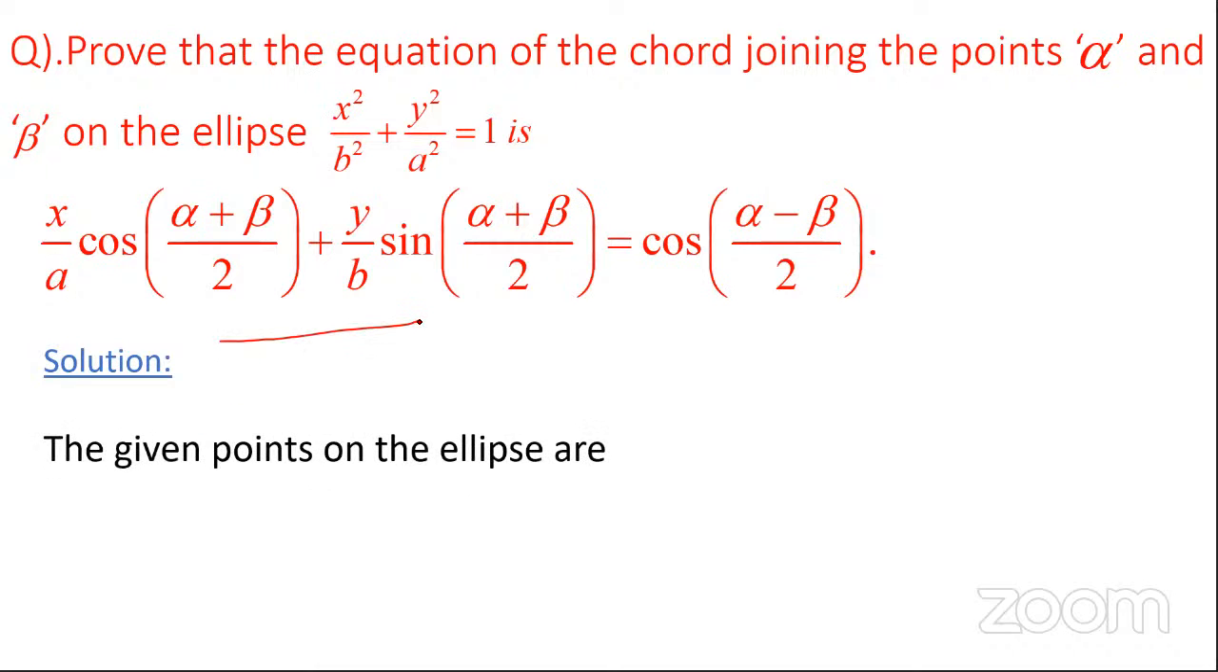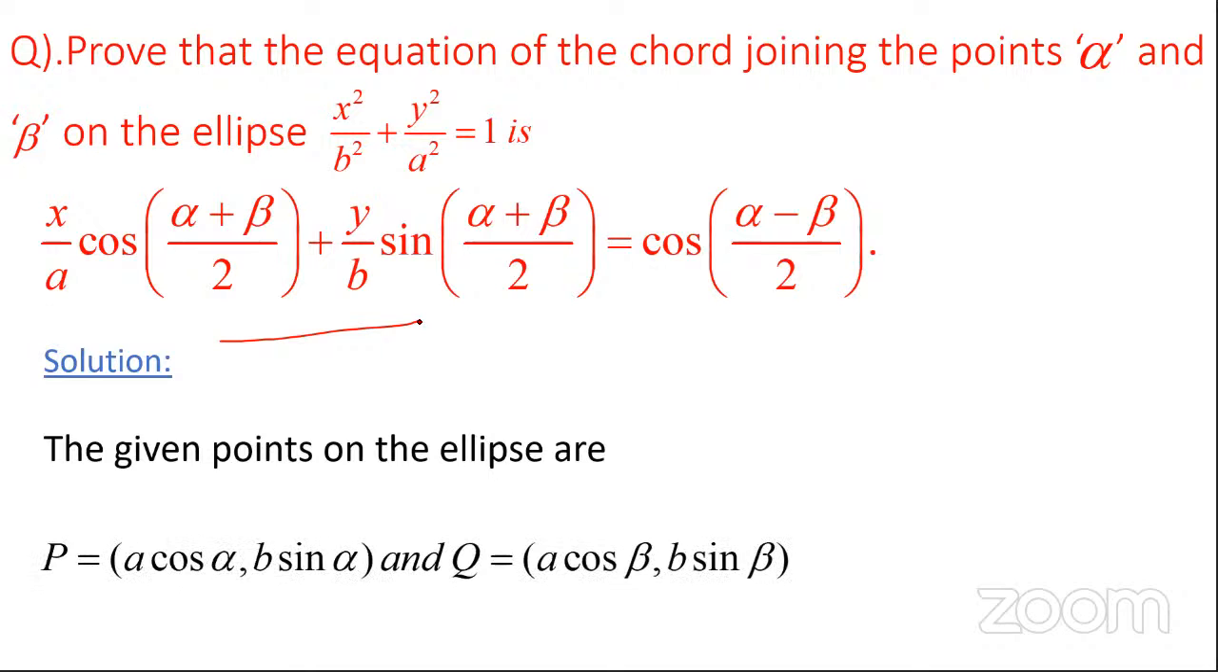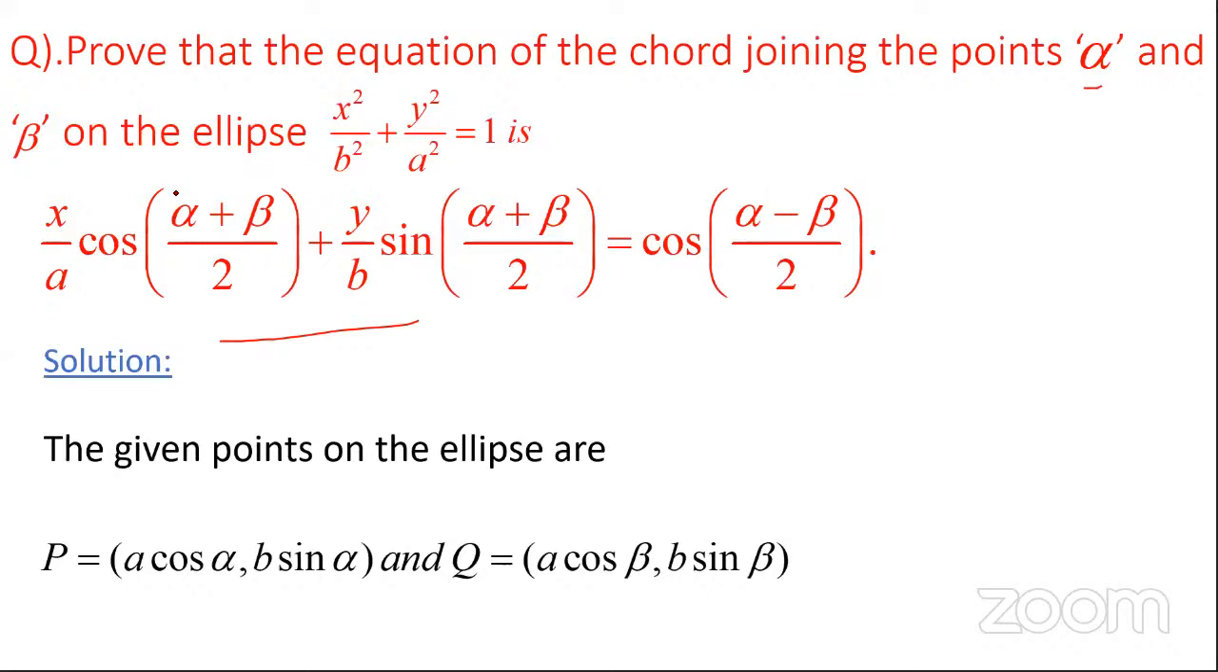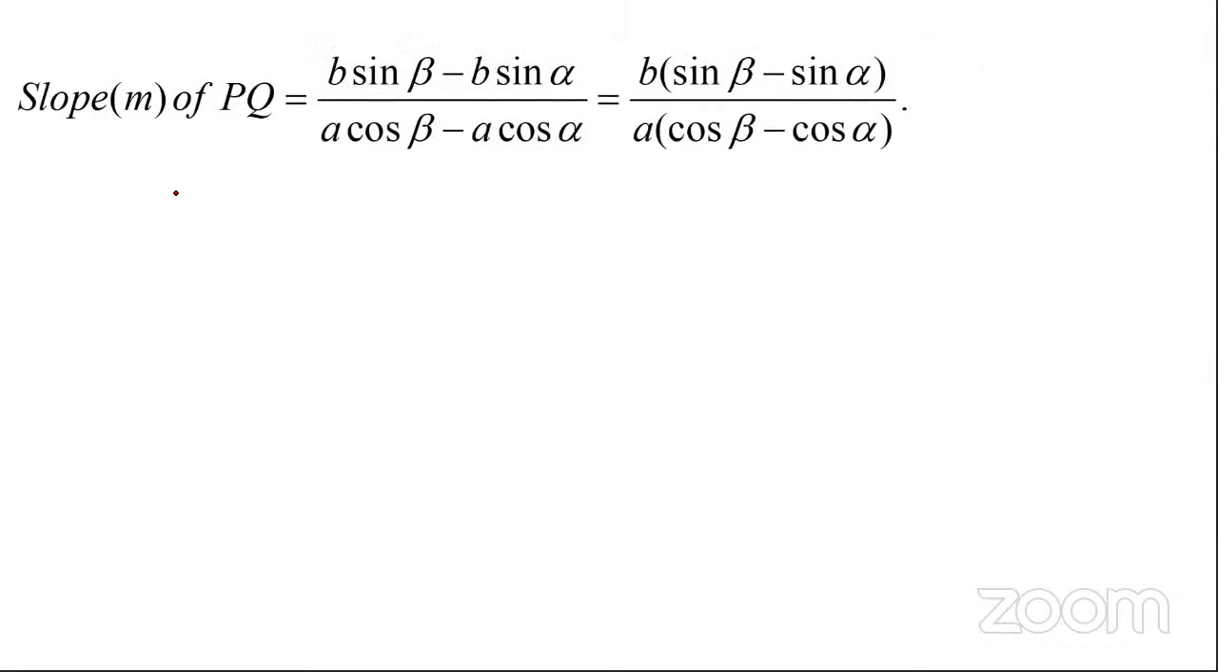For this, the given points on the ellipse I'm taking as per the parametric form: a cos theta, b sin theta. Here I'm taking a point P and a point Q with alpha and beta. So P is a cos alpha, b sin alpha, and Q is a cos beta, b sin beta. Then I'm finding the slope of PQ. Slope of PQ is y2 minus y1 by x2 minus x1. Just substitute the values: b sin beta minus b sin alpha by a cos beta minus a cos alpha.